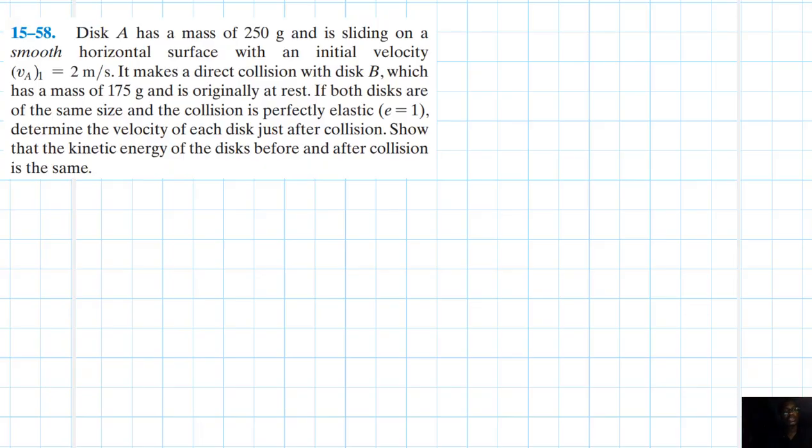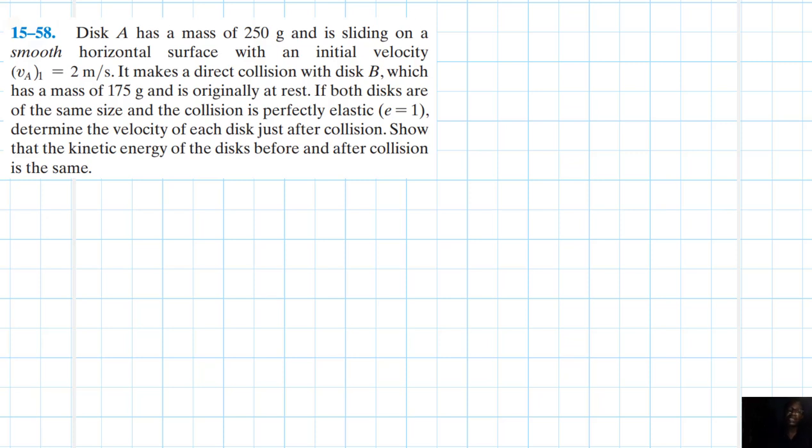The problem reads: disk A has a mass of 250 grams and is sliding on a smooth horizontal surface with an initial velocity of 2 meters per second. It makes a direct collision with disk B, which has a mass of 175 grams and is originally at rest. If both disks are of the same size and the collision is perfectly elastic, determine the velocity of each disk just after collision. Show that the kinetic energy of the disks before and after collision is the same.